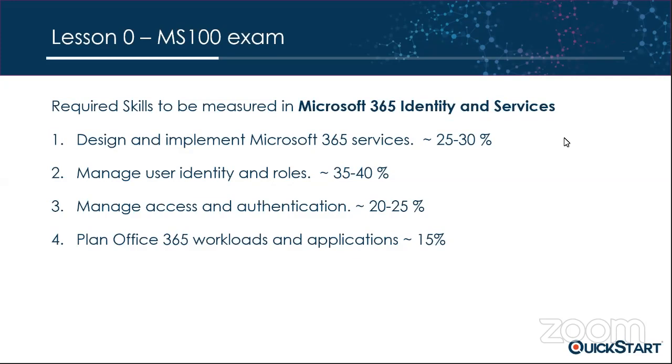And number three has authentication and multi-factor authentication. You would have to learn about that, and how to give external access. And the last one is app deployments, I would say. So these four are the main key points for the MS-100 exam, and the exam is named Microsoft 365 Identity and Services. All right, let's move on.